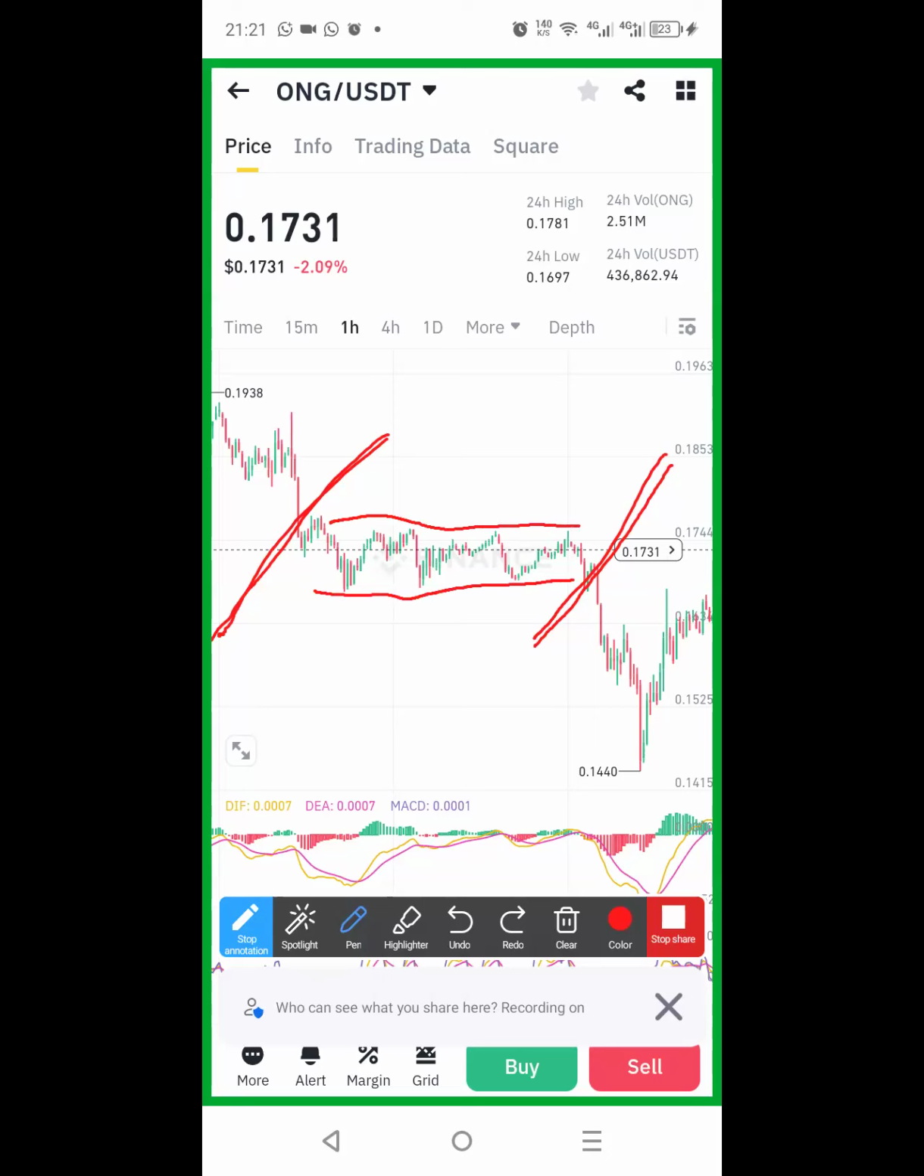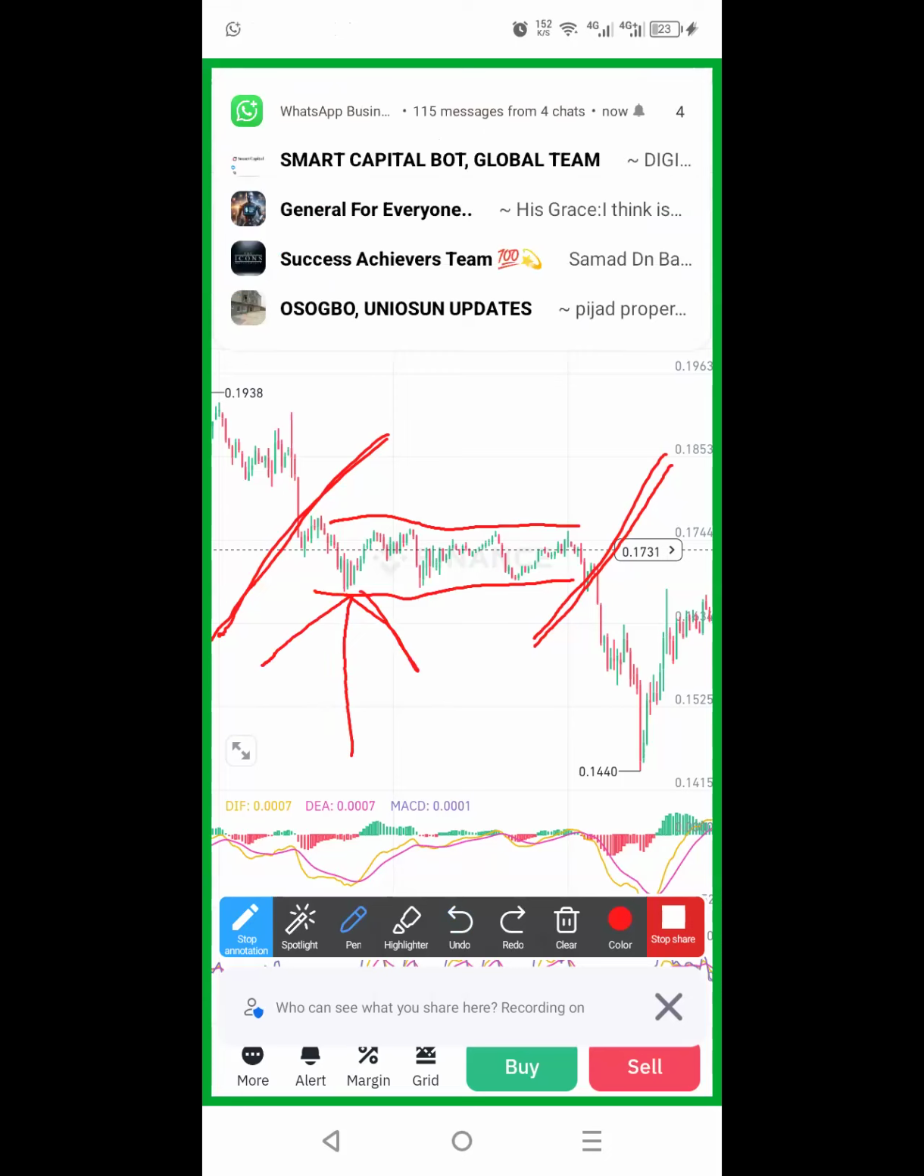So this particular coin makes sideways movement here. If anyone wants to enter this kind of trade, you have to look for this bottom. I mean this bottom, this area. You have to look for this area first.